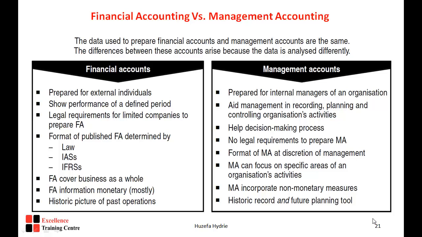Okay, financial accounts cover the business as a whole, whereas management accounts focus on specific areas of the organization. When you talk about financial accounting, it would be looking at the business as a whole. What are the assets? What are the liabilities? How much equity do we have? What was the income? What were the revenues? What were the expenses? Everything would be there. How much cash do we have? What are the movements in the cash?